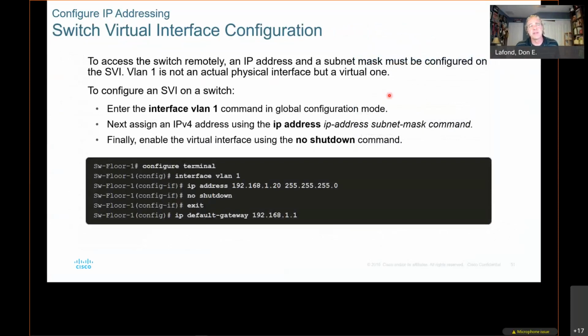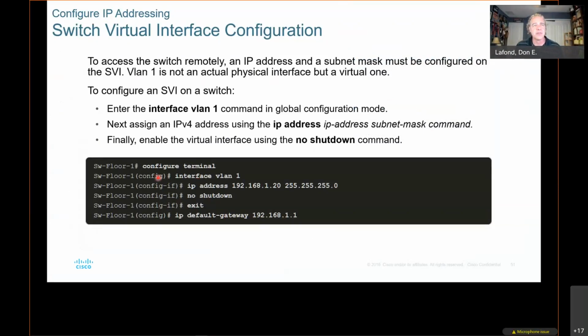A switch virtual interface allows a switch to be accessed remotely. Switch ports don't have IP addresses. Router ports do, but a switch has an IP address so that somebody out at the network operating center, the NOC, will be able to telnet or SSH into the piece of equipment by using the IP address that you configure.